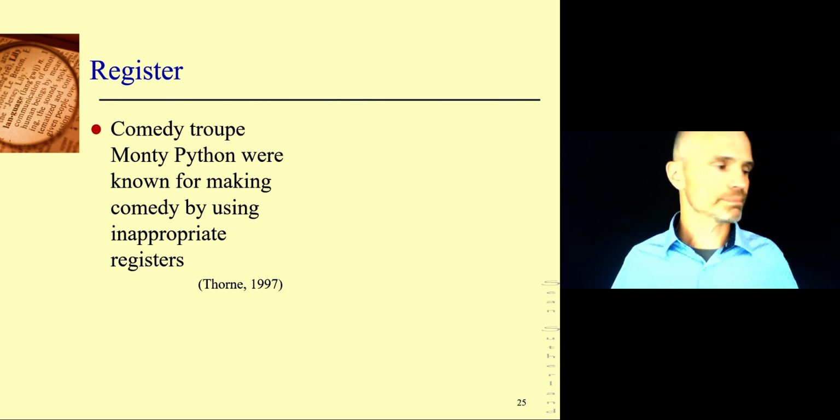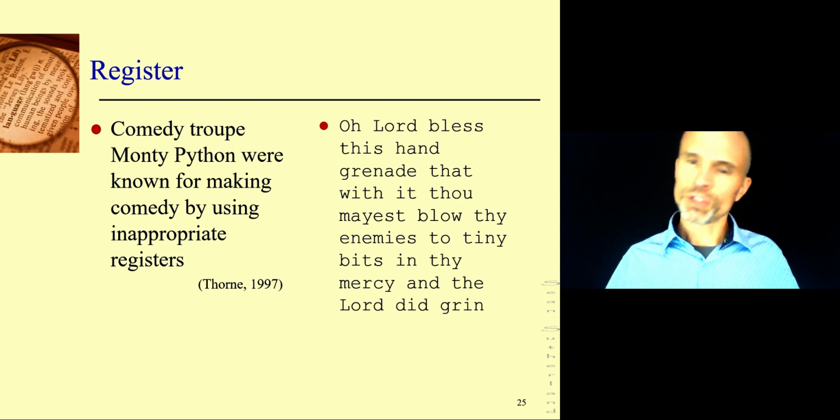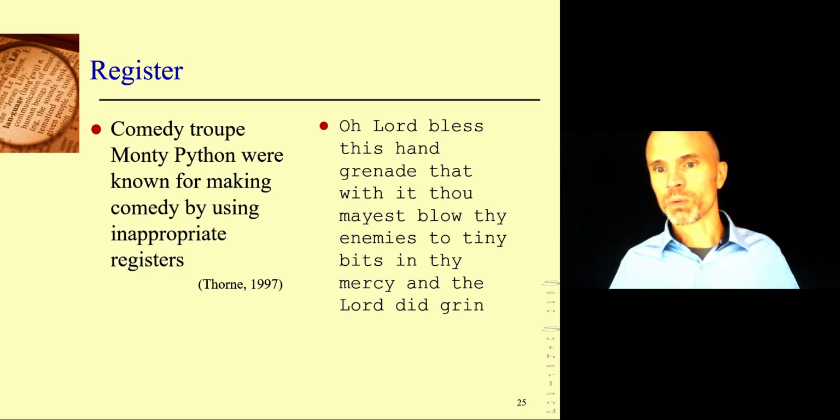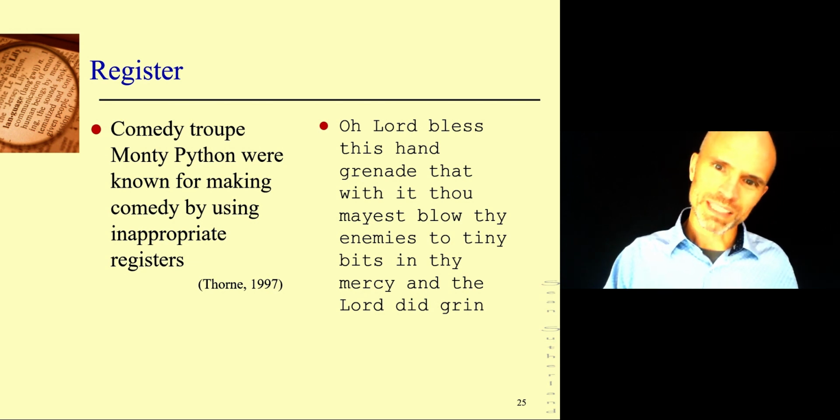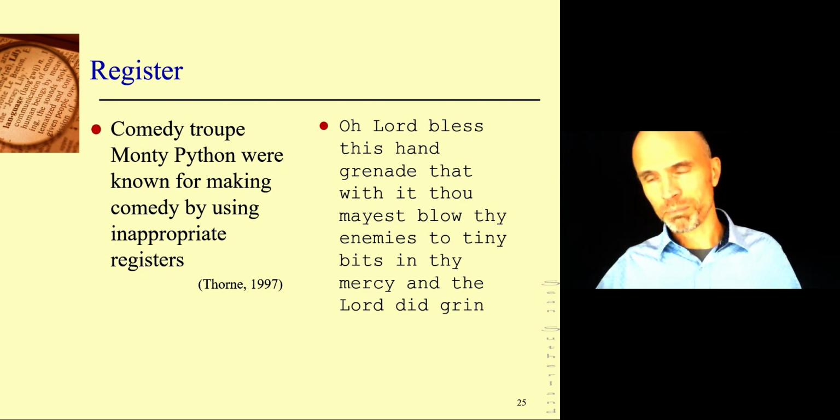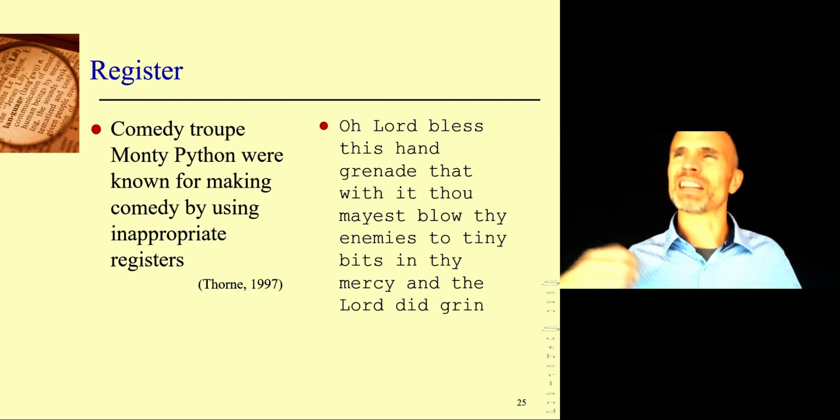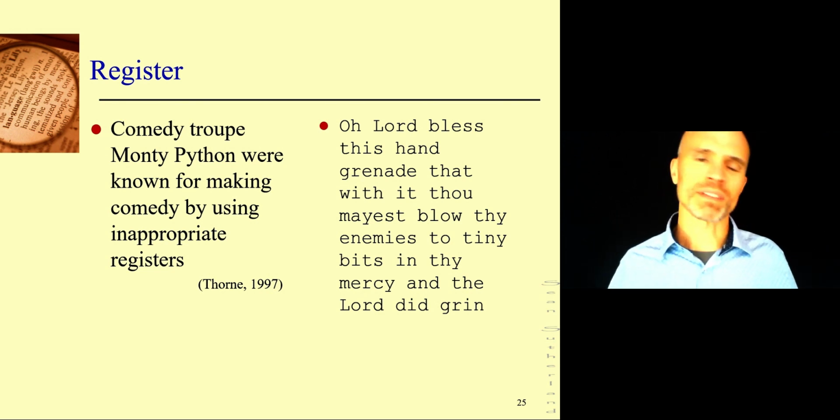Monty Python, an old British comedy troupe, are known for their jokes by mixing up registers, right? They use, "O Lord, bless this hand grenade that with it thou mayest blow thy enemies to tiny bits in thy mercy, and the Lord did grin." So we've got this sort of religious language, bless, Lord, mayest, but then it crosses over with language like hand grenade and grin. Hand grenade doesn't seem like the right topic for, in this case, Christian Bible stuff. And we don't tend to think of the Lord as grinning. Something seems too informal about grinning for something that the Lord would do, right? So they do this sort of thing, messing around with the appropriateness of register.